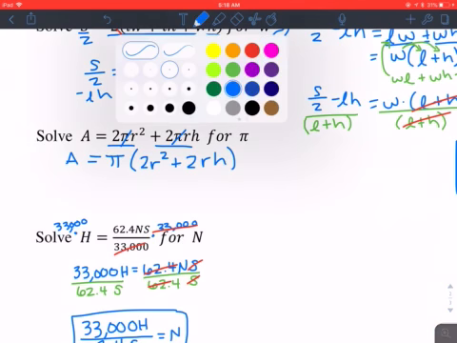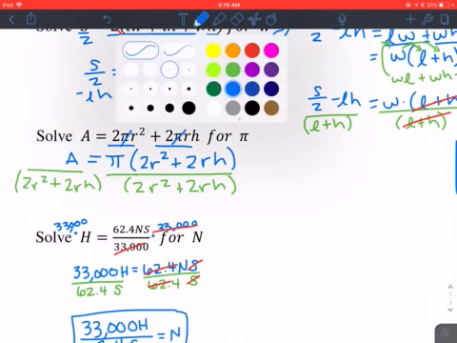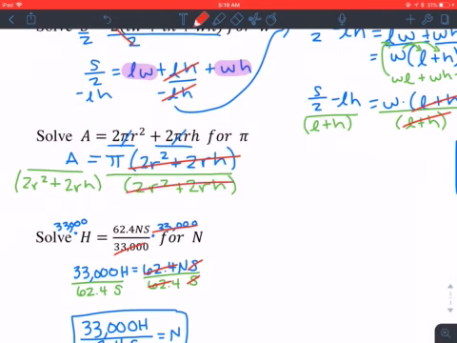So I want that pi by itself. I need to get rid of all of this, so I'm going to divide by all of that. And whatever I do to one side, I have to do the other side. Got to keep it equal. Alright, so then this entire term will cancel. And our final looks like A divided by 2r squared plus 2rh is equal to pi.